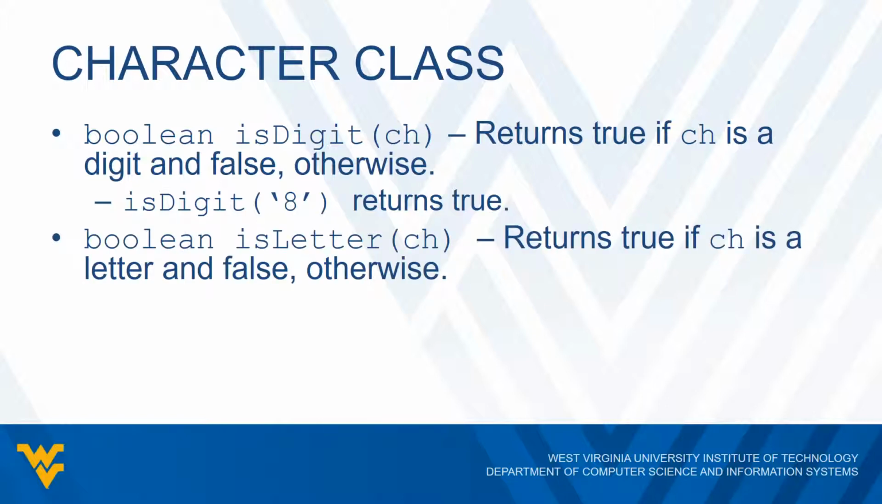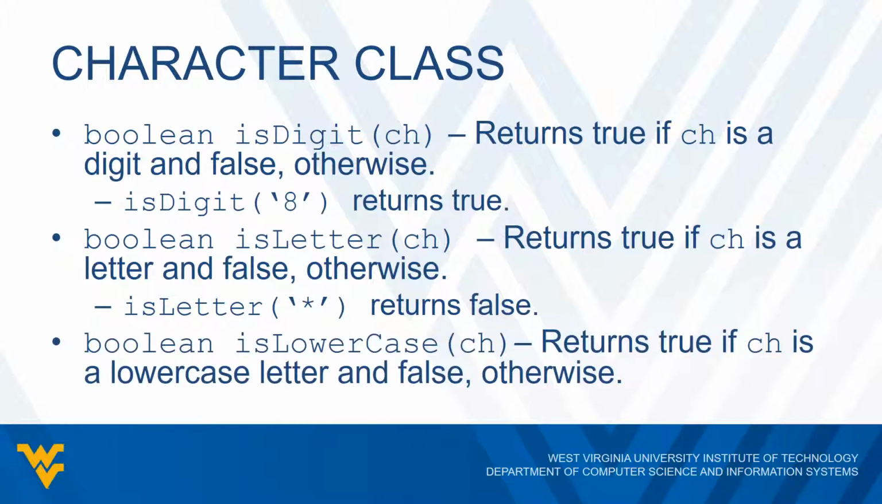The isLetter method is going to return true if our character is a letter of the alphabet, and it's going to return false otherwise. So here's an example where if we try to pass the asterisk symbol or star, well, it's not a letter, so it's going to return false.